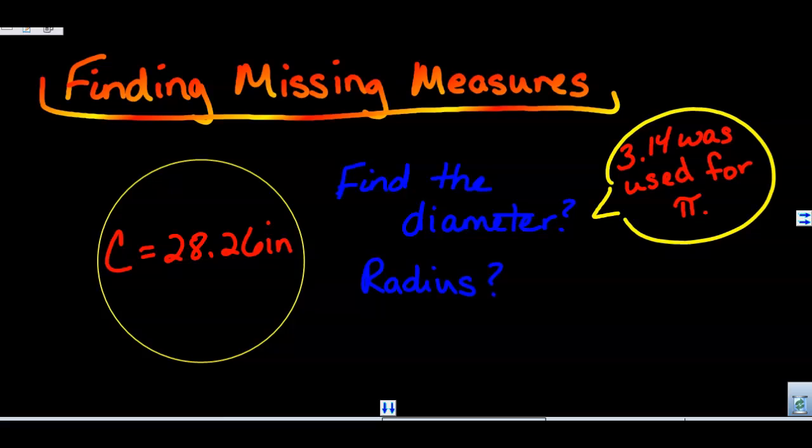Let's talk about how you would use circumference in order to find the missing measures. So let's say we're given a circle, and we know the circumference of this circle, but we need to find either the diameter or the radius. We can do so easily just by reversing the process that happened by finding the circumference.